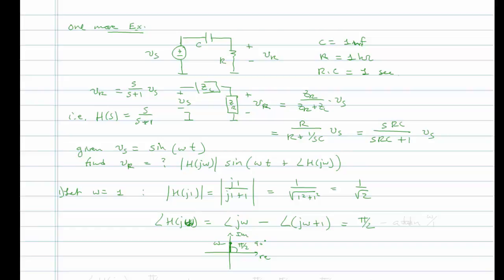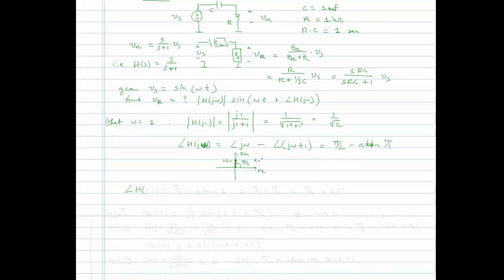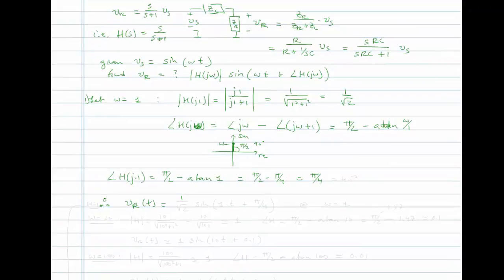So this is going to be pi over 2 minus the arctan of omega over 1. Specifically, the angle of H at j1 is pi over 2 minus the arctan of 1, which is equal to pi over 4. So pi over 2 minus pi over 4 is equal to pi over 4. Therefore, our resistor voltage will be equal to 1 over the square root of 2 times sine of 1t plus pi over 4. This is 45 degrees, by the way. Okay, this is at omega equal to 1.